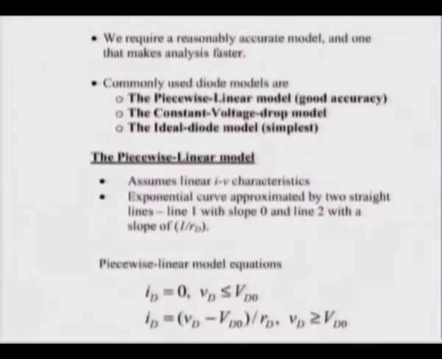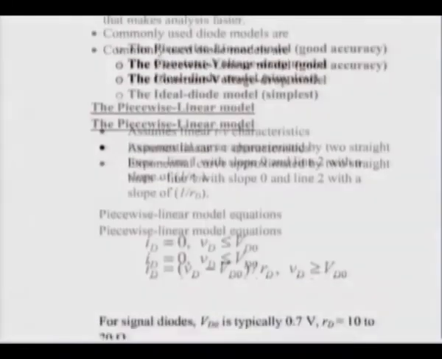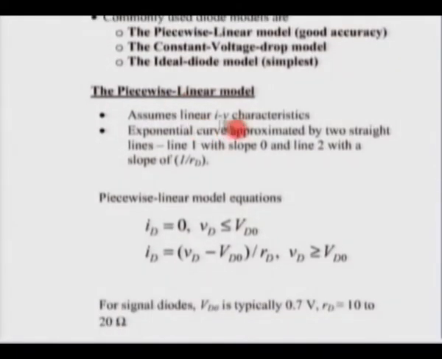Now, in the piecewise linear model, what you assume is linear IV characteristics.